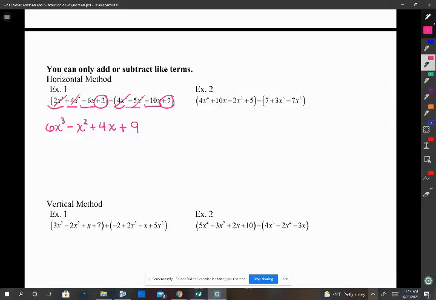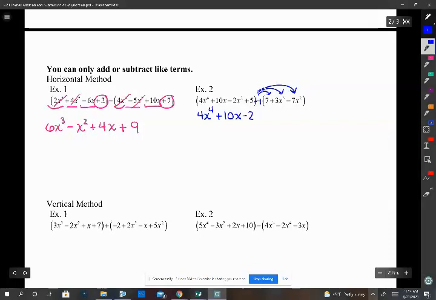If I'm doing subtraction horizontally, it's the same thing. What I would do is pretend there's a -1 here, and I'm going to distribute that -1 to everything inside. Pretend I put a 1. So -1, and I'm going to distribute the -1 to everything. So this is going to be 4x to the 4th plus 10x minus 2x squared plus 5. So nothing has changed with the first polynomial.